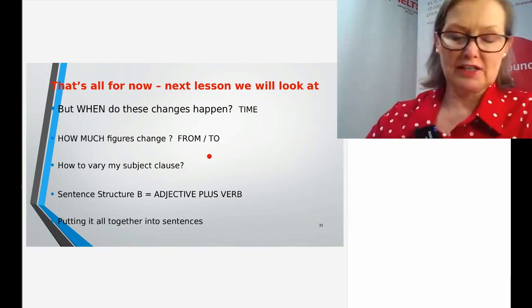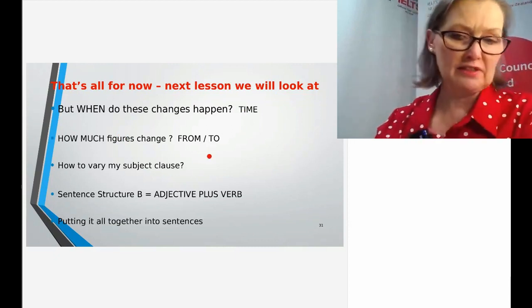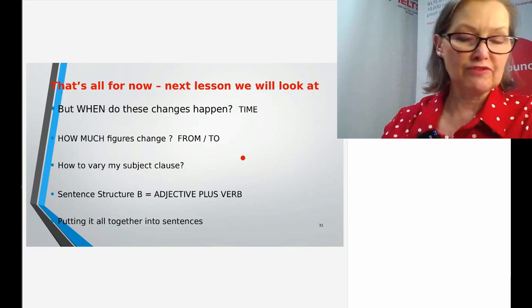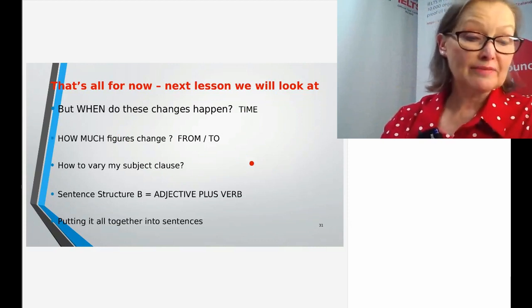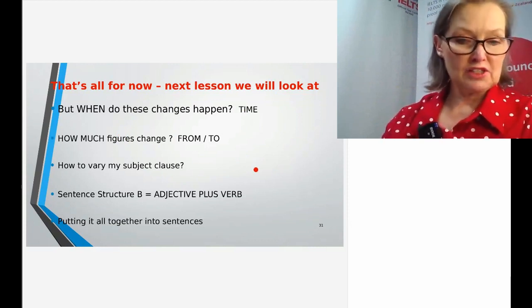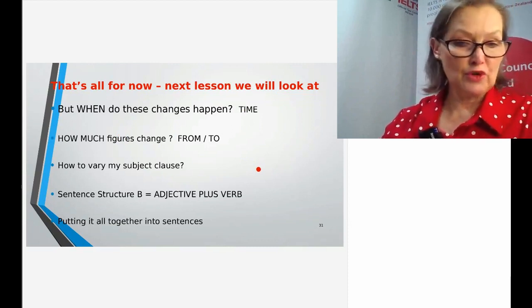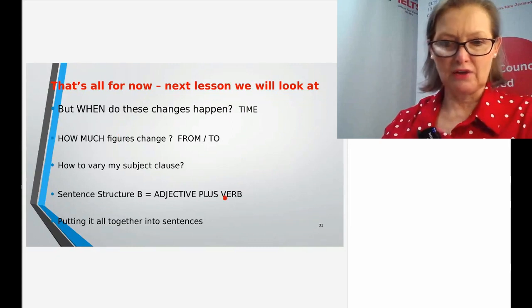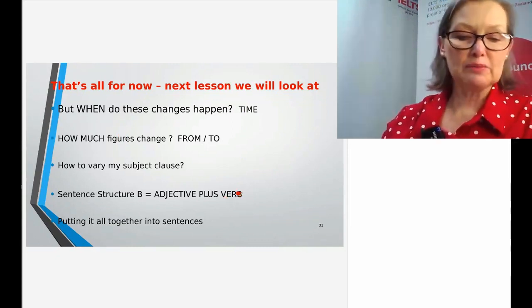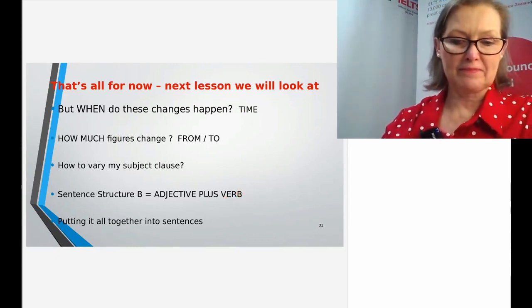So we just don't write car sales, car sales, car sales. That's probably going to get me a level 4, maybe 5. And we're going to have a look at sentence structure B, which is my adjective plus verb. Oh, it's actually adjective plus noun. And we're going to put sentences together.